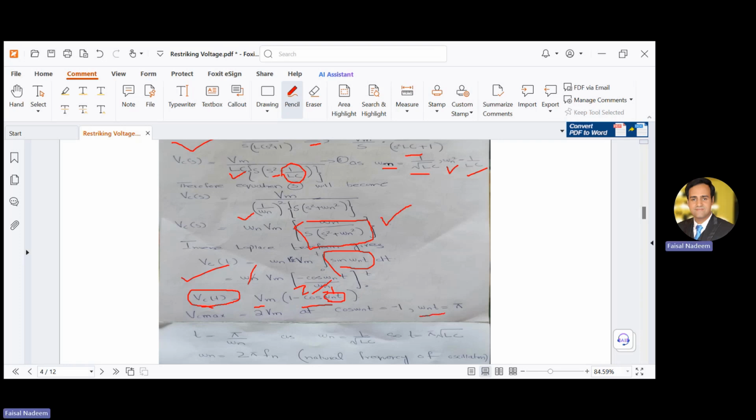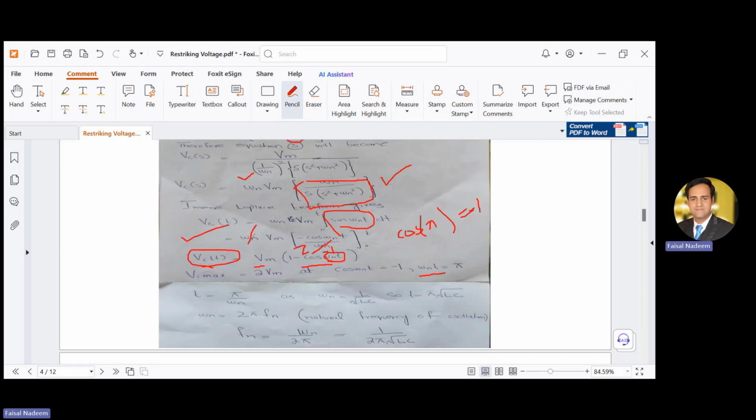When omega n t is equal to pi, we have cos pi, I mean instead of omega n t we replace it with pi. So cos pi will be equal to minus 1. So here omega n t is equal to pi. What will be the value of t we can have? Then t is equal to pi over omega n. And if we replace omega n with 1 over under root LC, then t is equal to pi under root LC.